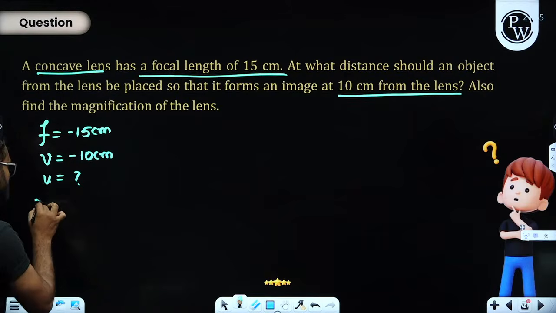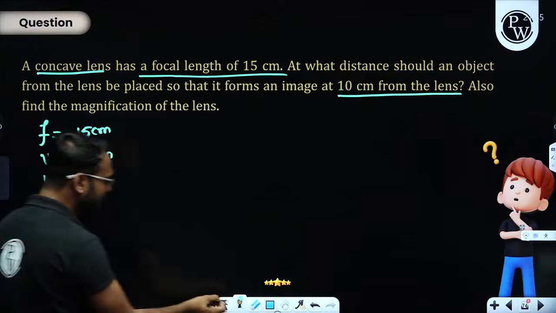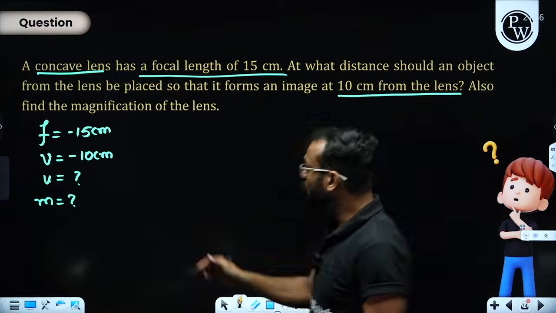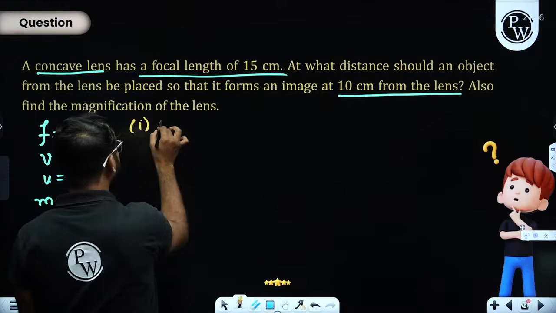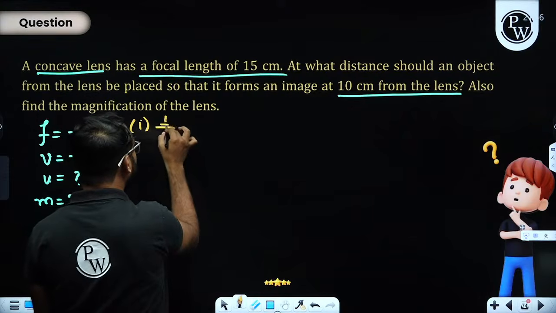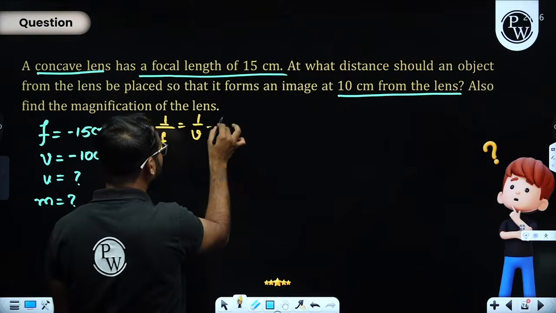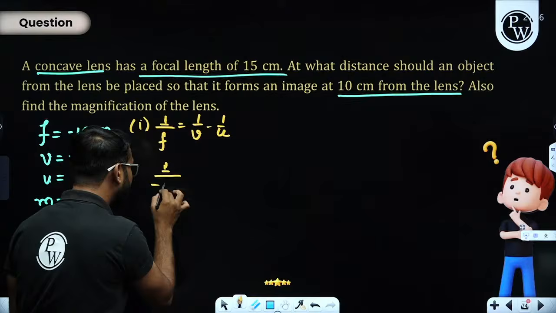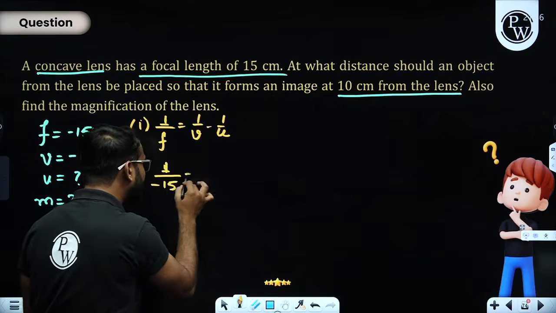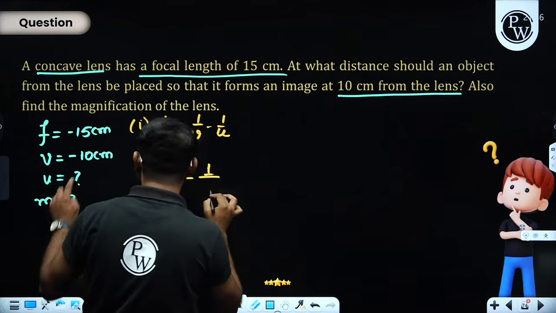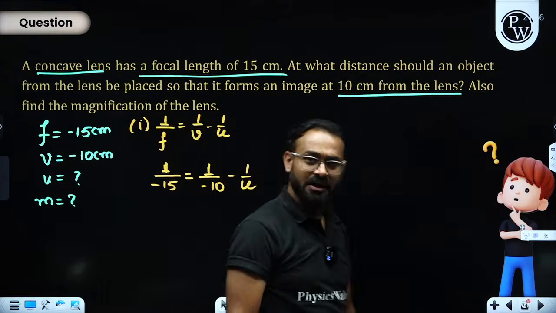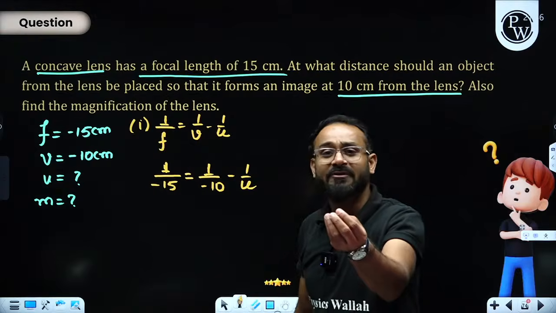Also, they are asking about magnification. These are the things they have given. So, the very first thing that I'm going to solve is 1 by f equal to 1 by v minus 1 by u. So, 1 by focal length, how much? Minus 15. 1 by v is minus 10, minus 1 by u. Clear? I have just put down the values, nothing else.